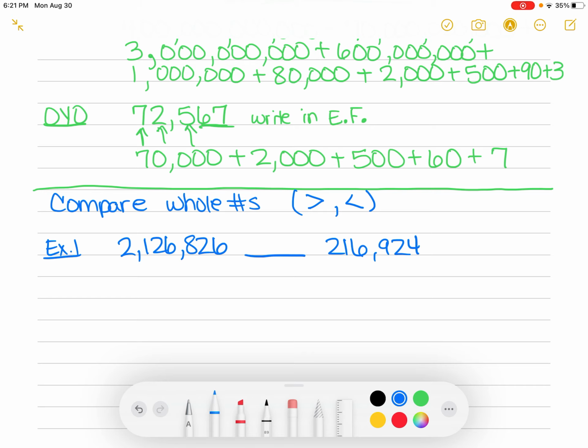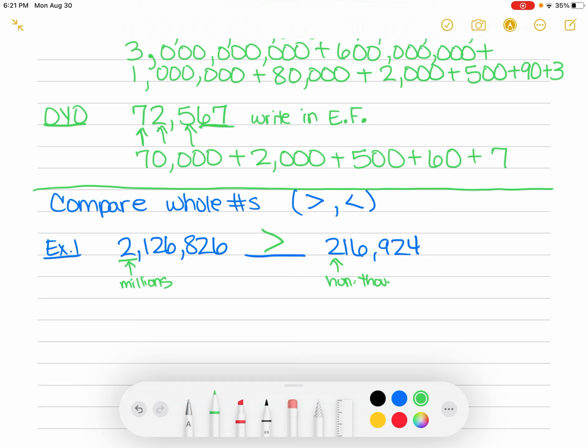But in order to compare these two numbers, they're both starting with a 2. What you're going to look at is what place that 2 is in. So this one is in the millions place, right? And this one is in the hundred thousands place. So millions are bigger than hundred thousands. So I'm going to put my compare sign, or my inequality sign, like this. It's going to open up to the bigger number.